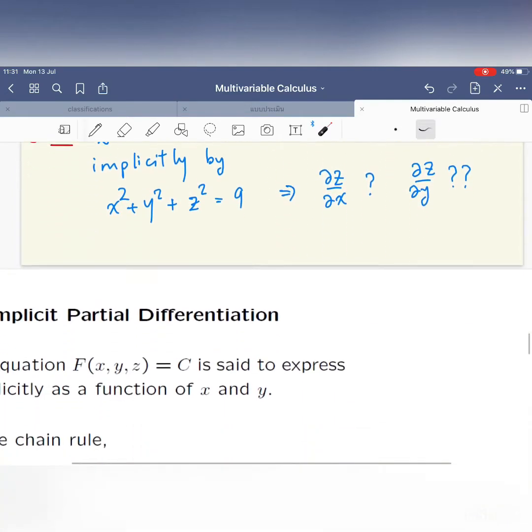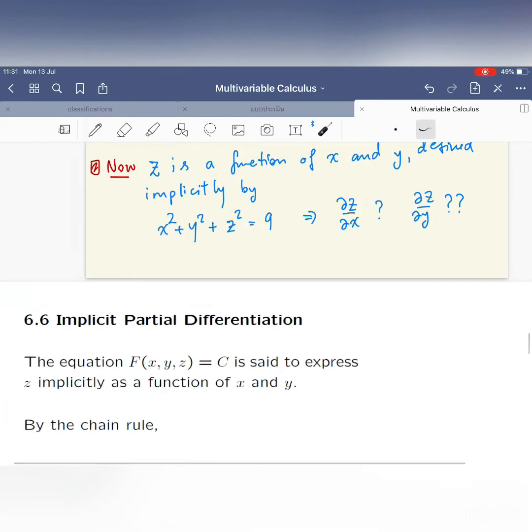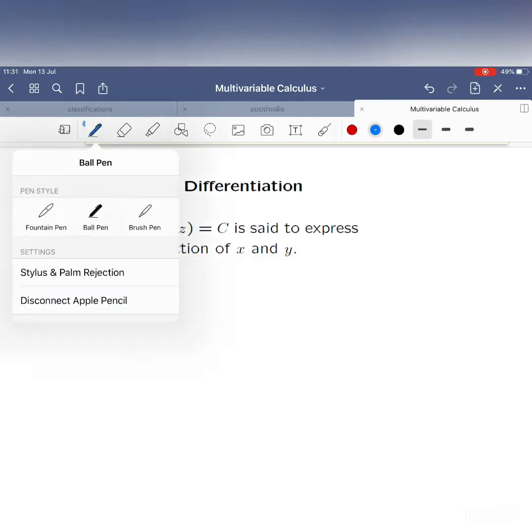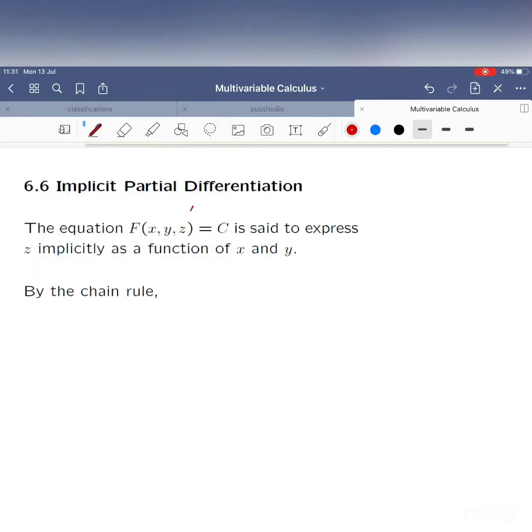However, in terms of introduction, let us first look at a function capital F of x, y, z, of three variables, equal to a constant c. This kind of equation or relation is said to express z implicitly as a function of x and y. This means that actually z is a hidden function of x and y.